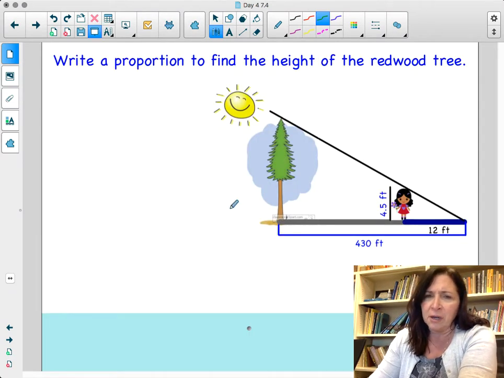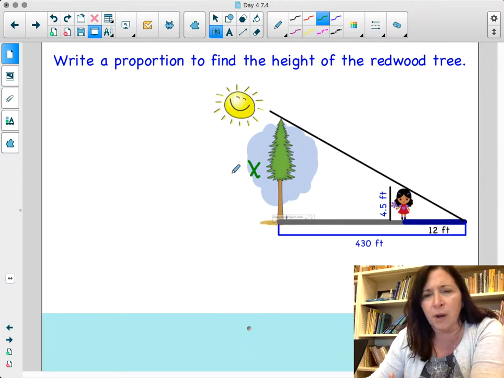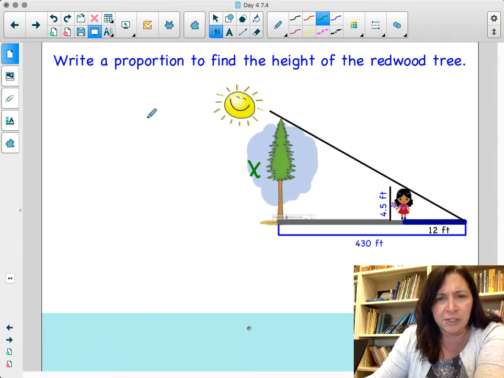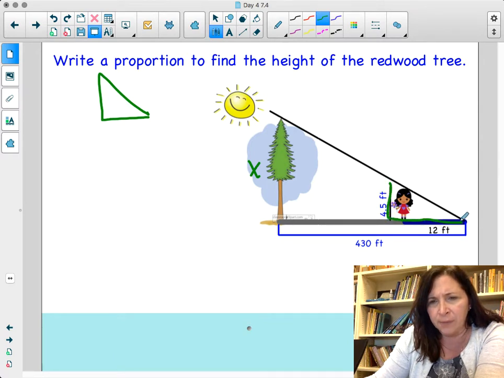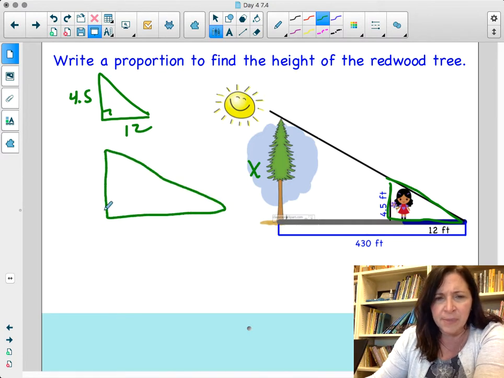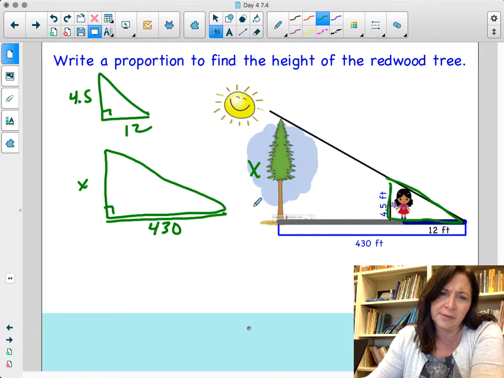So this is a proportion where you're going to try to find the height of the redwood tree. So there's x. In order to find the height of the redwood tree, we are going to set up a proportion. Again, I really appreciate it when I see two separate triangles. So that triangle is this one right here, all right? And so that's 12. That's 4.5. Okay, and this is a height, so it is a right angle. And then I've got the large triangle that looks like this, okay? And this whole base here is already done for me. It's 430. And I don't know this. I'm going to try to find that.